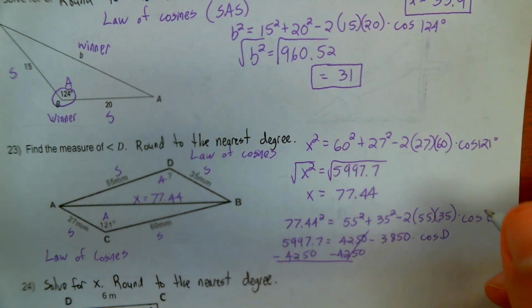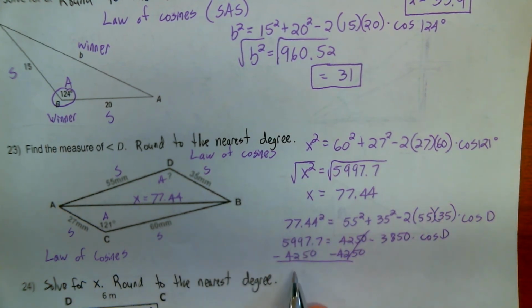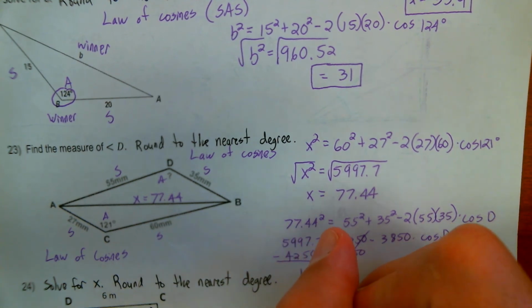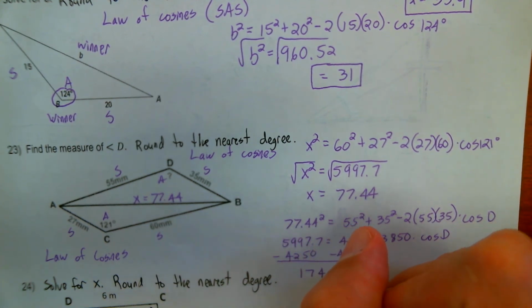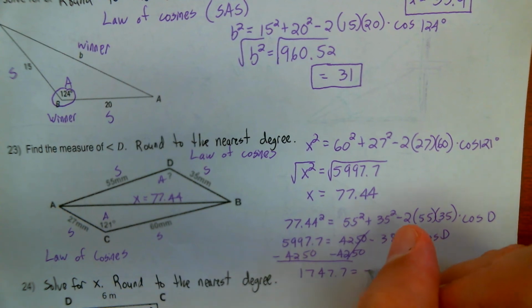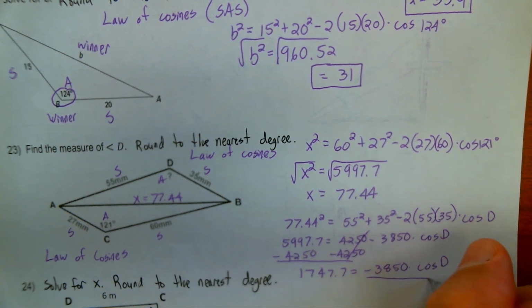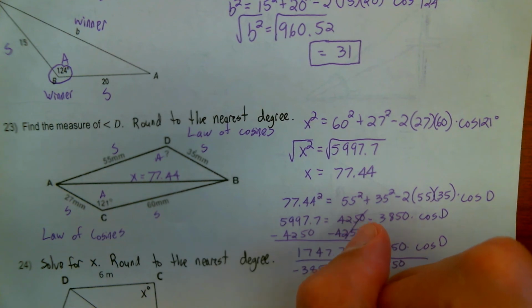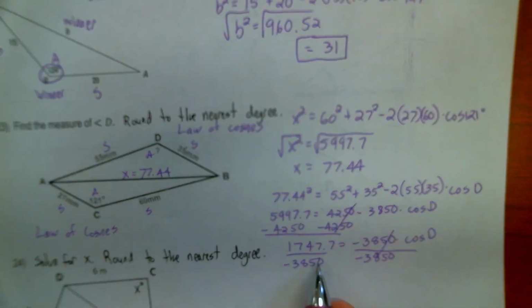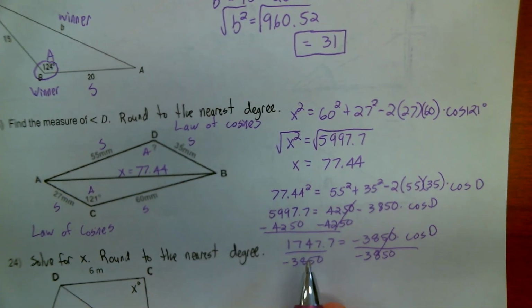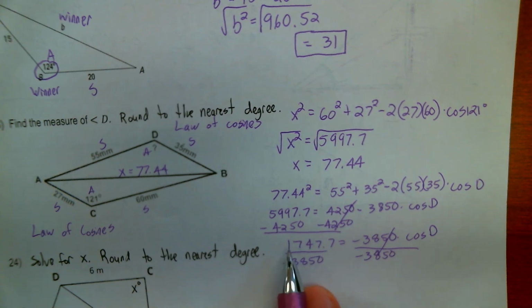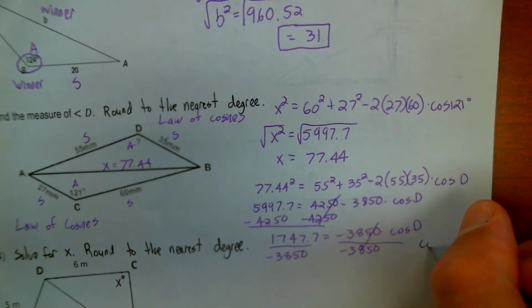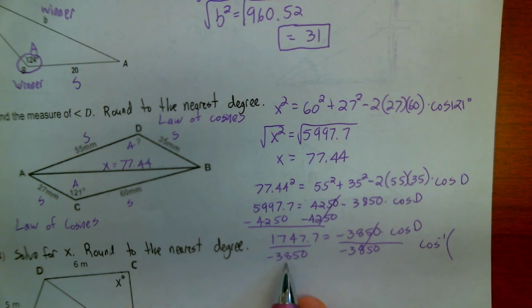Okay, those cancel. That number minus that number comes out to be 1,747.7 equals the negative 3850 times the cosine of D. I have to divide both sides by the negative 3850. Now here, last time, you saw that when we took the inverse cosine of a number, we were a little off. So this time, I'm going to do the inverse cosine of this exact thing.